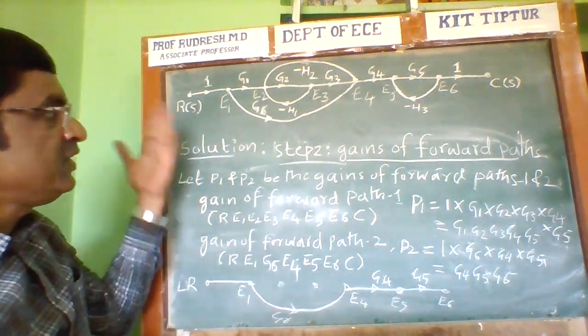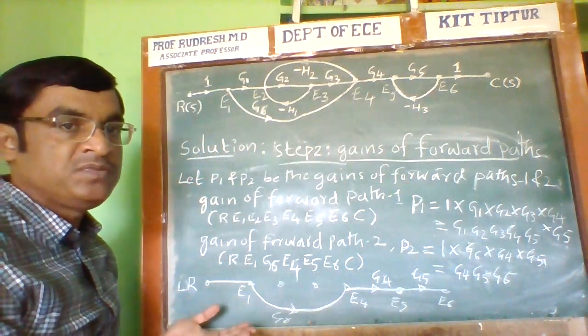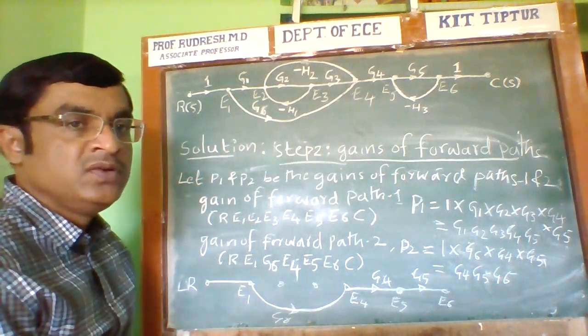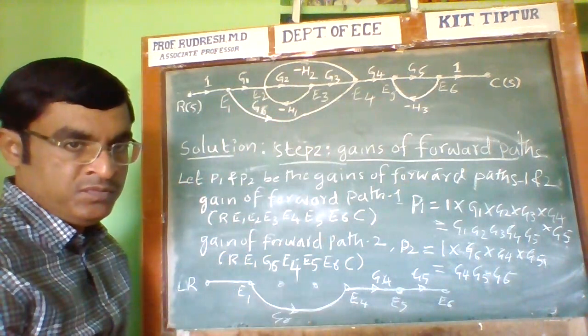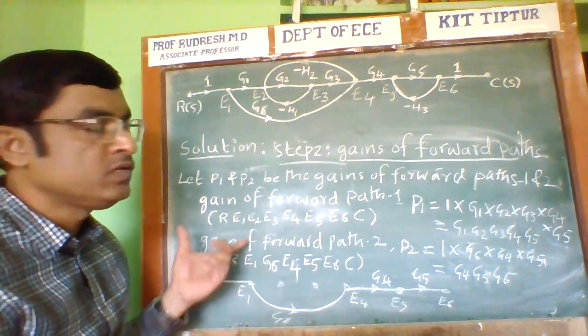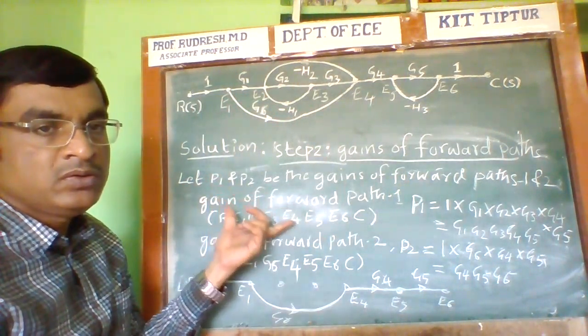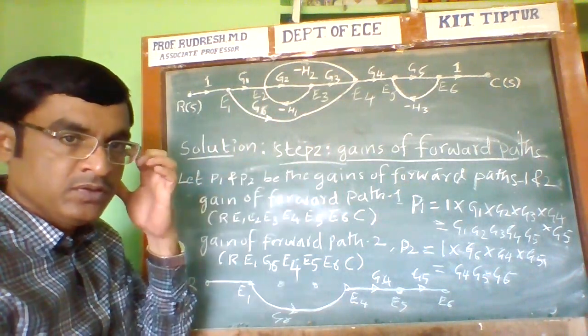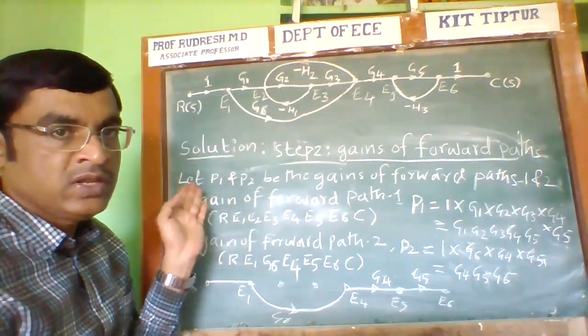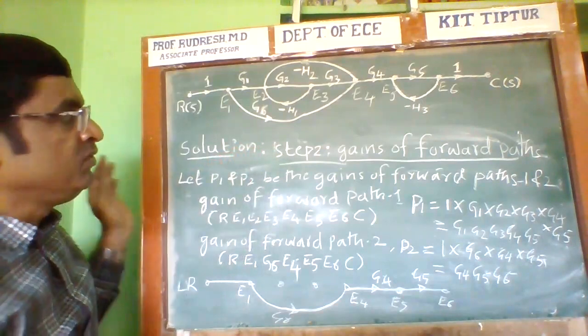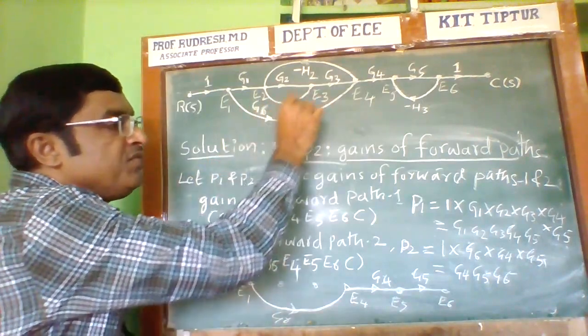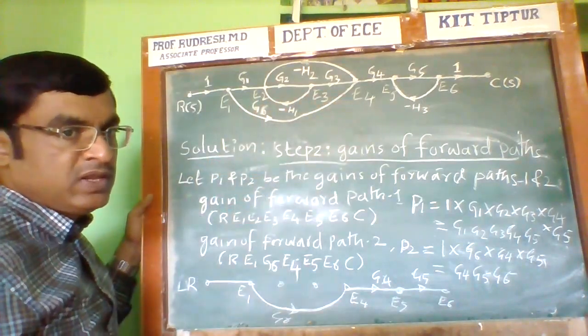This is the way. After finding the number of forward paths from the graph, we need to find out the forward path gains. If the forward paths are 2, k is equal to 2, then we need to calculate 2 forward path gains. If it is 3, we need to calculate 3. But identification of the forward path is very important.